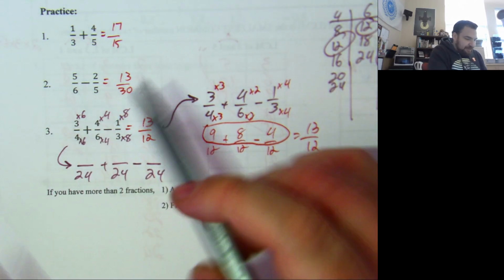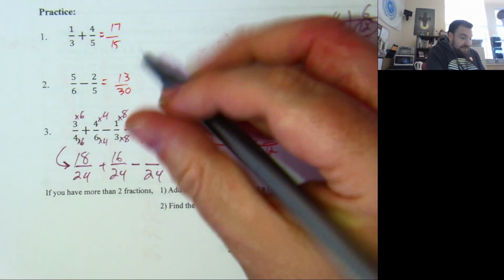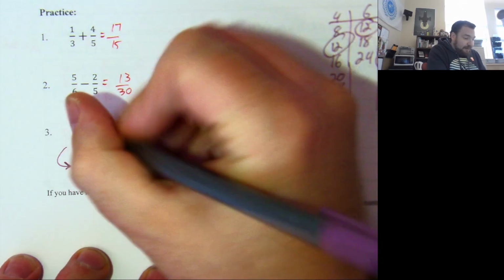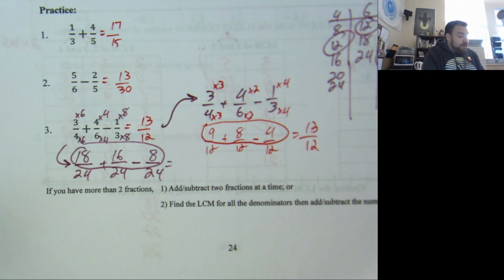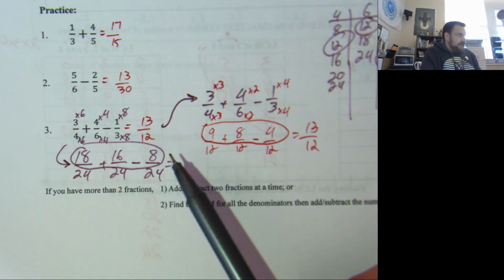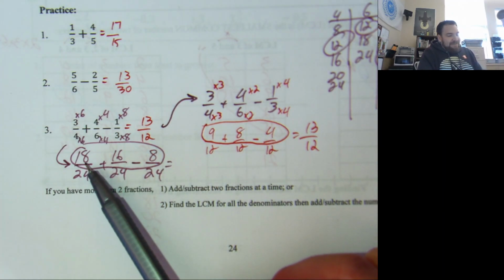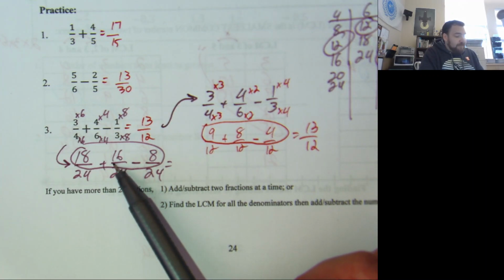So they said that 3 times 6 was 18, 4 times 4 is 16, and then 1 times 8 is 8. And now I'm just going to go across the top just like we did over here. Nothing's changed in that regard. The numbers just get bigger and so get a little bit more complicated when I don't let you have a calculator. But 18 plus 16 is going to be 34.